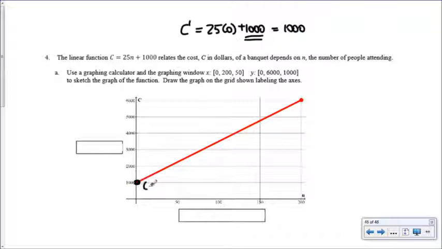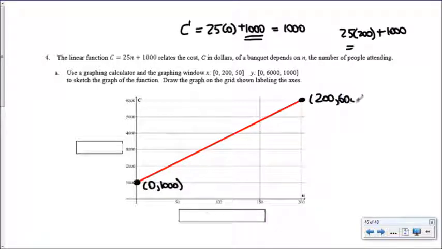This is (0, 1,000). And up to here, as given, 300, or sorry, is it 200? Yeah, it's 200. So 25 times 200 plus 1,000 gets you to 6,000, so this would be (200, 6,000).